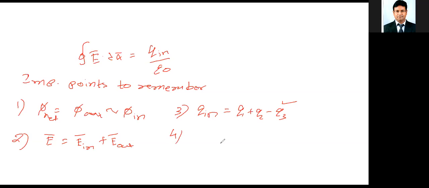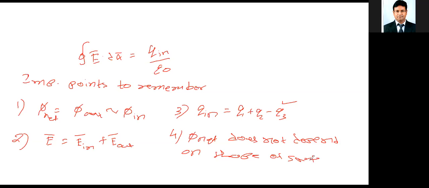Then another important aspect of this is the flux through the surface is independent of the shape of the Gaussian surface. The net flux does not depend on the shape of the surface. Whenever I say surface here, remember it's a Gaussian surface. It's a simple explanation. I'll just tell you how it is.